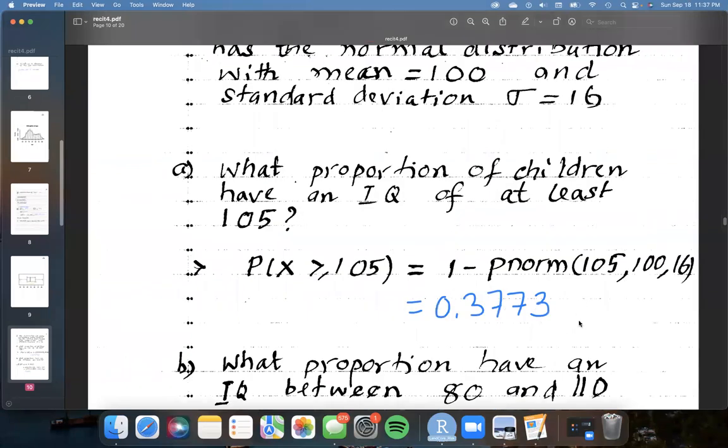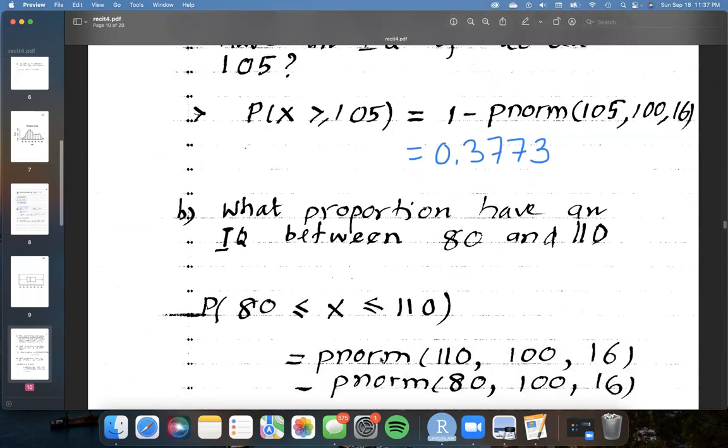And then part B is what proportion have an IQ between 80 and 110. So here we have 80 is our lower bound and 110 is our upper bound, and we want to know what is the probability that X will fall in between 80 and 110.